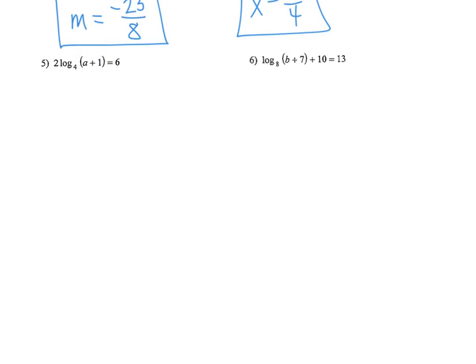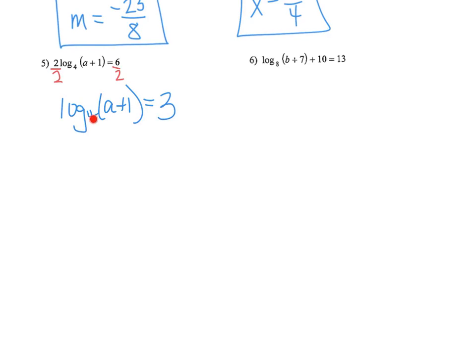Down here, same thing, except now we have a little bit of solving first. I have to get this log part by itself. I need to get rid of adding 10, so we undo it. I need to undo first by dividing both sides by 2. I don't touch what's inside here. I just divide both sides by 2. That gives me the equation log base 4 of a plus 1 equals 3.